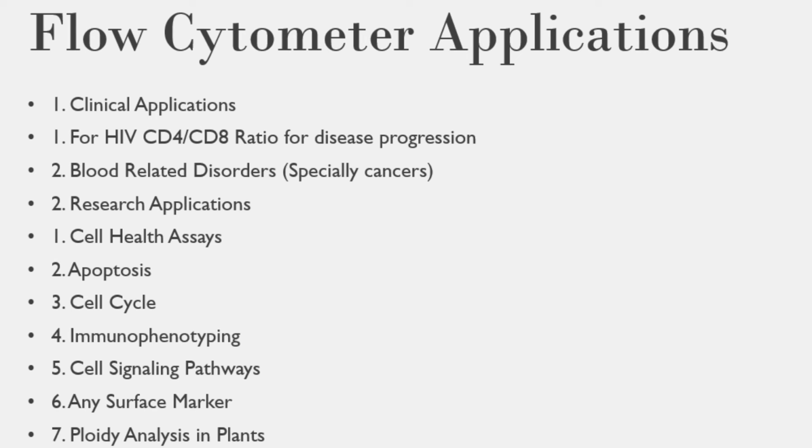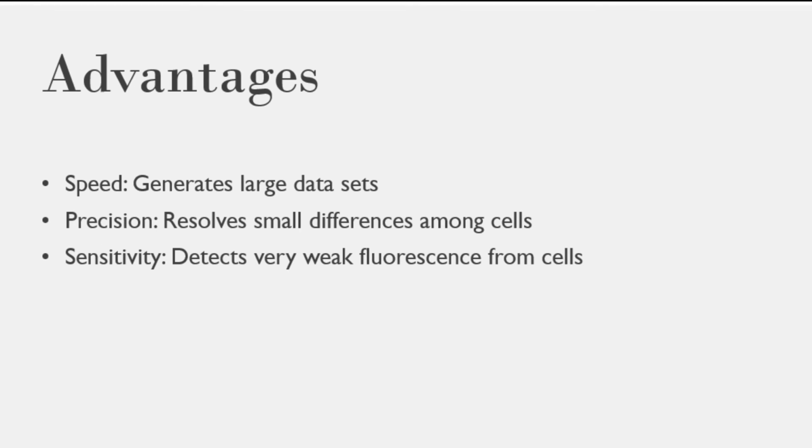It is used in blood related disorders, especially cancers, and research applications. Flow cytometer application is also cell health assay. It's used in apoptosis, cell cycle, immunophenotyping, cell signaling pathway, any surface markers, ploidy analysis in plants. Why we use flow cytometer? Because of three things, which are speed, precision and sensitivity.